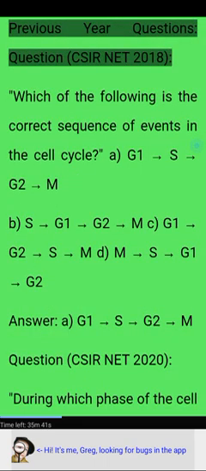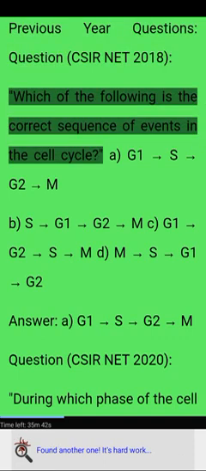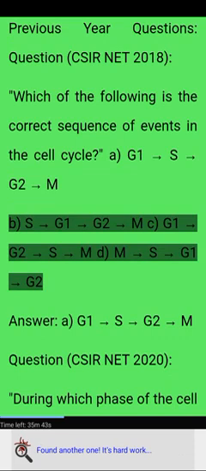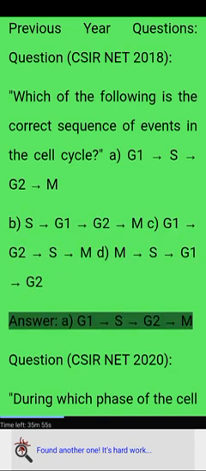Previous year questions. Question CSIR NET 2018. Which of the following is the correct sequence of events in the cell cycle? A. G1 → S → G2 → M. B. S → G1 → G2 → M. C. G1 → G2 → S → M. D. M → S → G1 → G2. Answer. A. G1 → S → G2 → M.